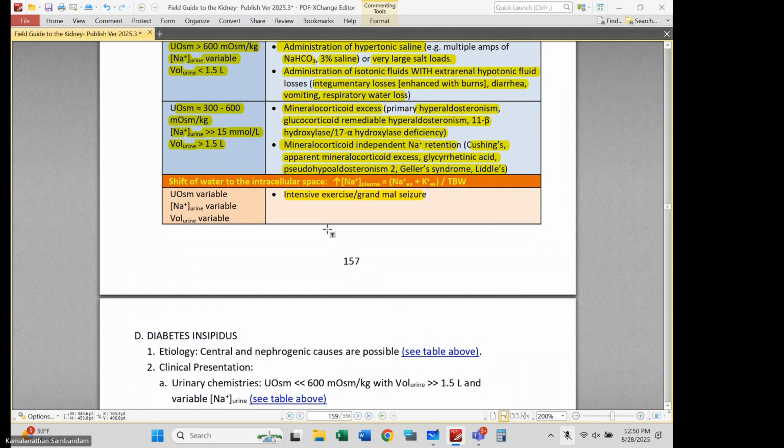Rhabdo patients are predisposed to a water shift into cells by releasing some of these osmotically active particles from injured muscle tissue. These patients can develop compartment syndrome from this rush of water into damaged tissues. They can also develop hypernatremia as water moves into some of these damaged tissues, muscular tissue. Okay, urine osmolality would be variable, as would urine sodium and urine volume in these scenarios.